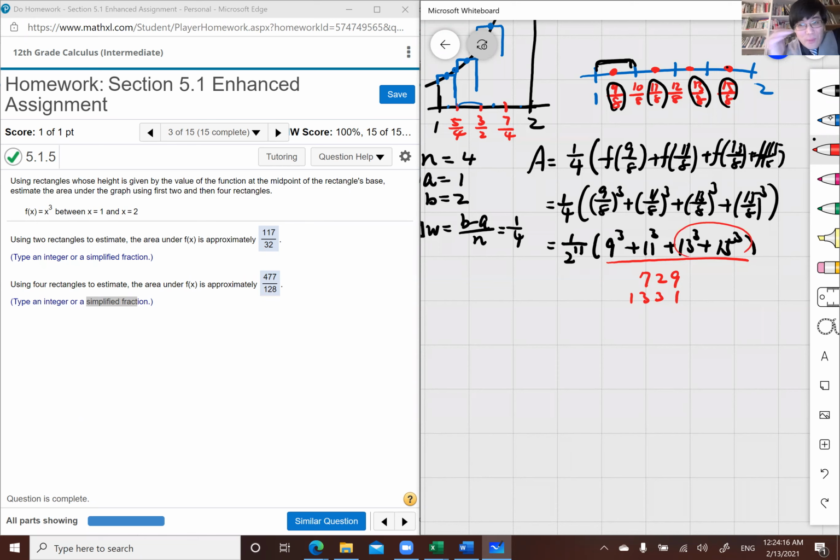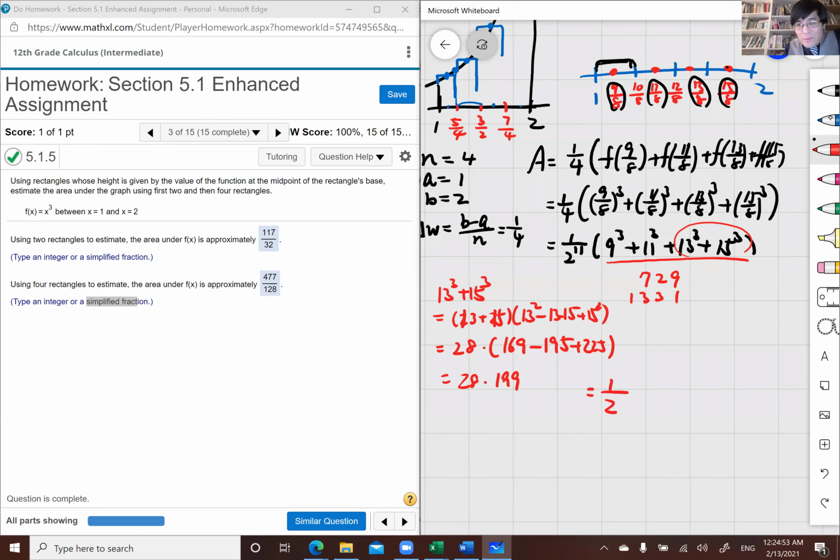Maybe this is simplified. Let's try. So this is a sum of cubes, so maybe it can be simplified to 13 plus 15, times 13 squared minus 13 times 15 plus 15 squared, for the cube formula. It's going to be 28 times 169 minus 195 plus 225. It looks nice. So this is going to be 199. 28 times 199. Sounds good.